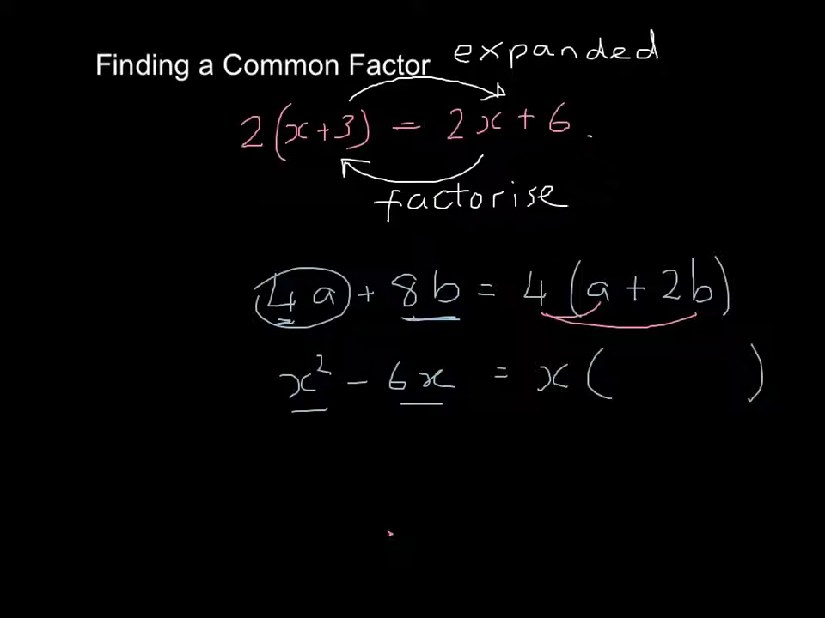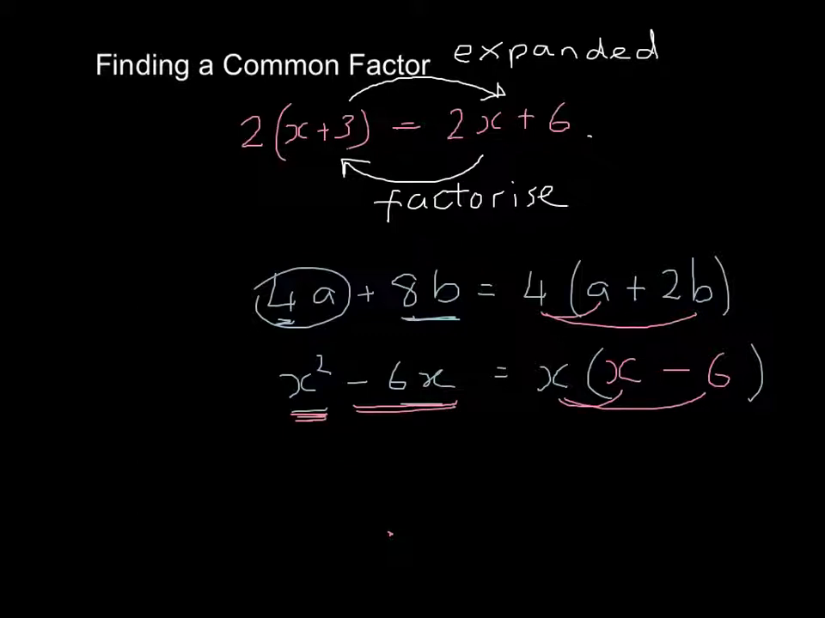And I think here, x times what makes x squared? x times x makes x squared. And then x times what makes negative 6x? I need a negative 6 here. So x times x is x squared. x times negative 6 makes negative 6x.